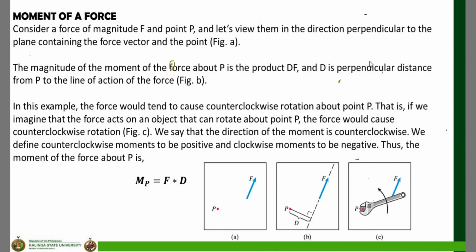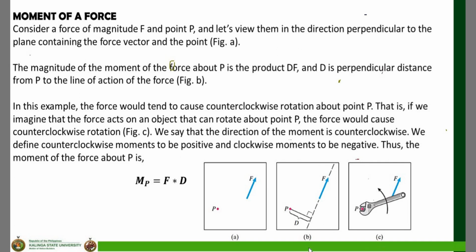For the moment of a force, consider a force of magnitude F and point P. The moment is perpendicular to the plane containing the force vector. Now, let's discuss the moment of a force.